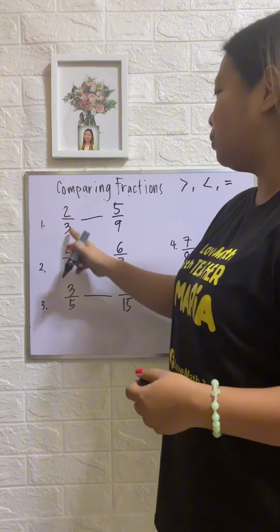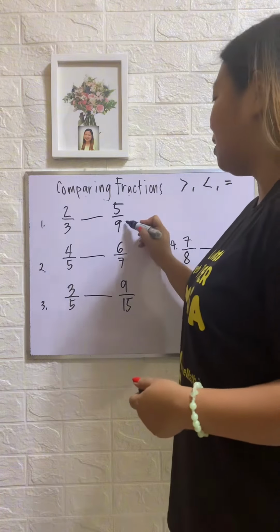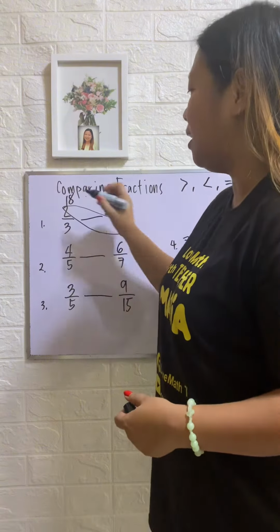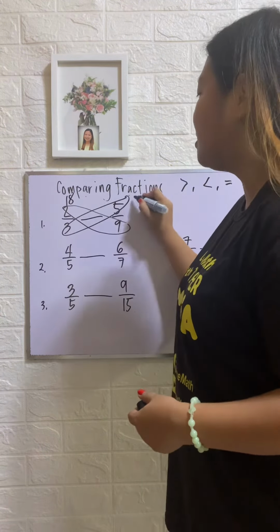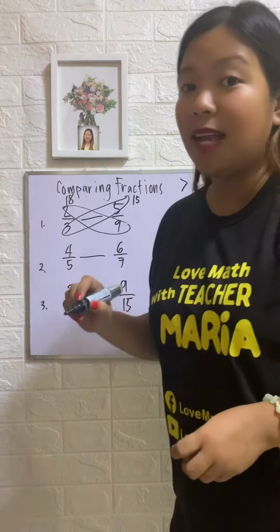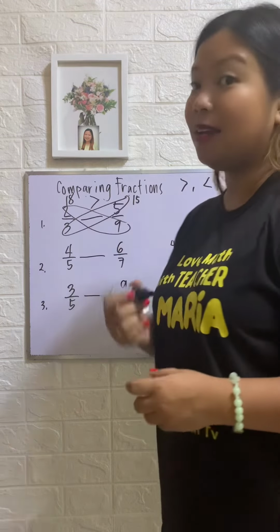Okay, so we have 2/3. Is it greater than, less than, or equal to 5 over 9? Let's see. Let's multiply 2 and 9. 2 times 9, that's correct, 18. 3 times 5, that is 15. Now, let's compare the product, 18 and 15. Is it greater than, less than, or equal? Dahil mas mataas si 18 kesa kay 15, that is greater than.